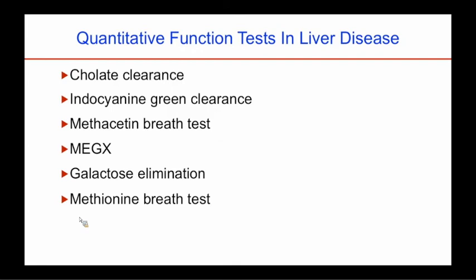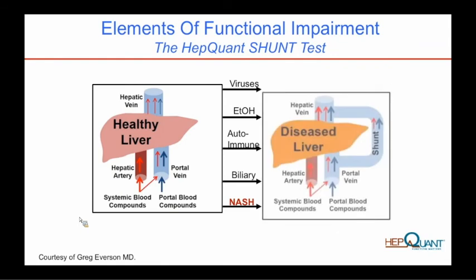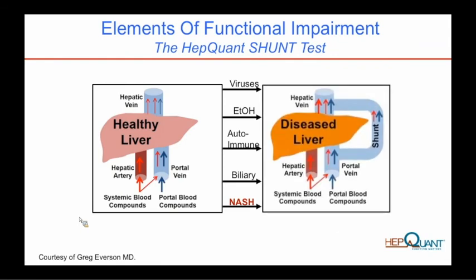One is collate clearance, another indocyanine green, which I haven't included, another is methacillin breath test. So this is a test developed by Greg Everson, who's a well-respected hepatologist at University of Colorado. And what he's developed is a test that looks at the comparative clearance of collate based on whether it's administered IV or administered PO, which represents portal vein. And so particularly if there is shunting, some of the labeled collate is shunted and the clearance is different.